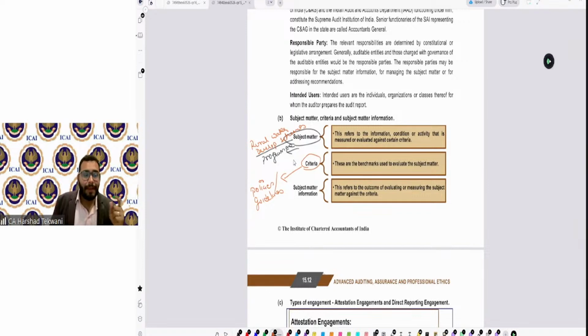And then comes the subject matter information, the outcome of evaluating and measuring the subject matter against the criteria. Let's say I measured, okay, against 20, only 18 villages got the water with the appropriate quantity. Now that is the subject matter information. Whatever outcome is there after comparison is your subject matter information. So this is how subject matter, criteria and subject matter information work. I hope I have cleared it out, Mancha.